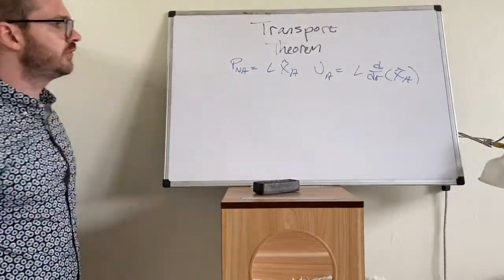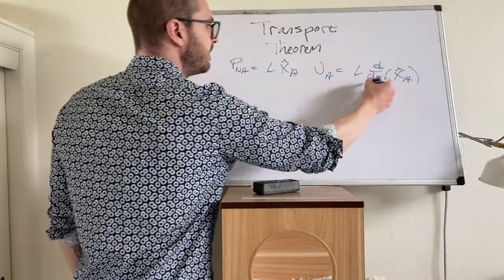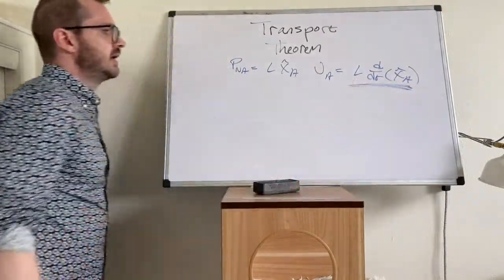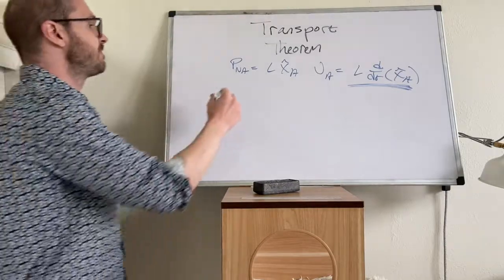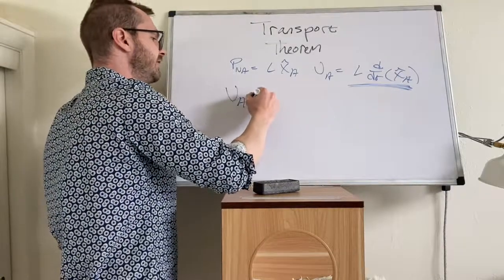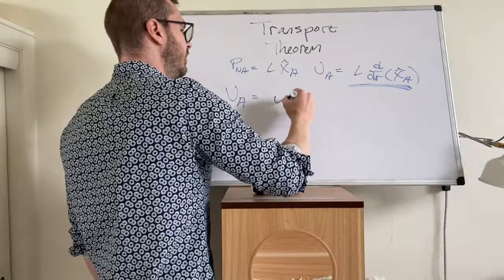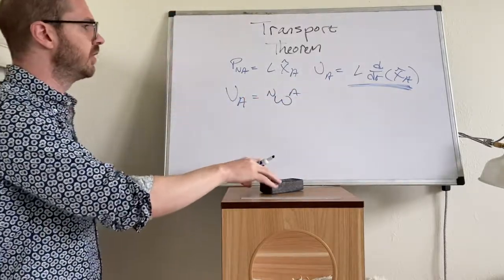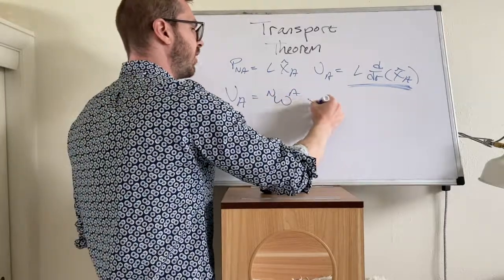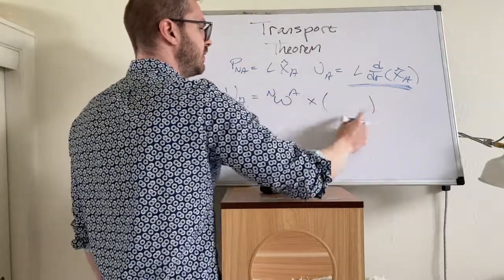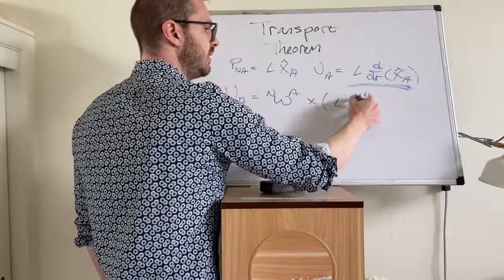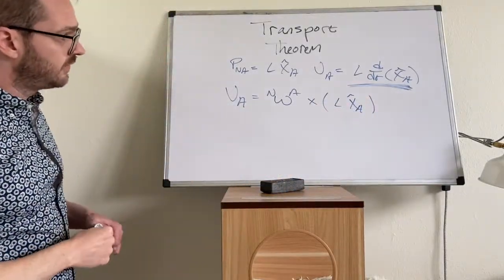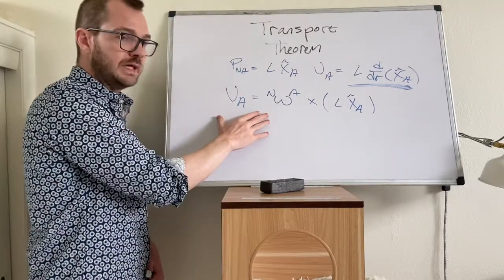So what we're going to do is take this expression and replace it. I'm going to say that vA is equal to omega N to A cross L x hat A, and I'm going to explain why all these parts are there in just a moment. So this is transport theorem being used.